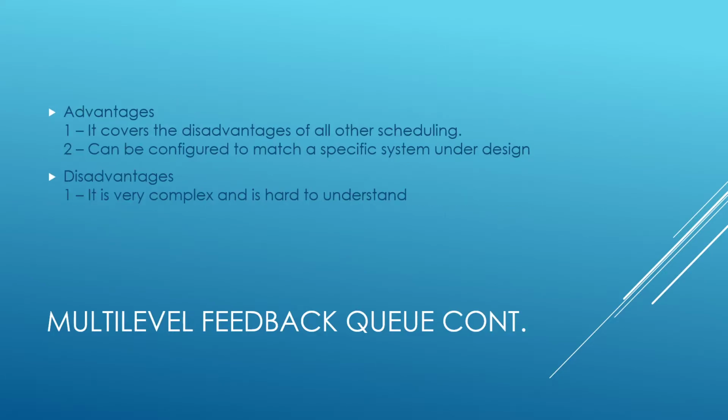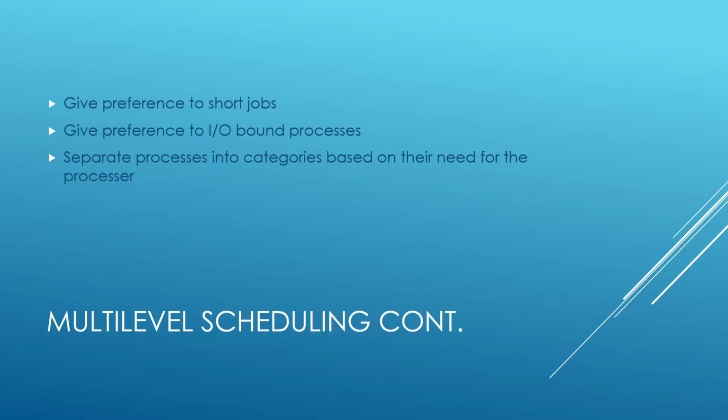Some advantages would be that it covers the disadvantages of all other scheduling, and it can also be configured to match a specific system under design. A disadvantage is that it is very complex and hard to understand. And some facts about multi-level scheduling are that it gives preference to short jobs, gives preference to input and output bound processes, and separates processes into categories based on their need for the processor.